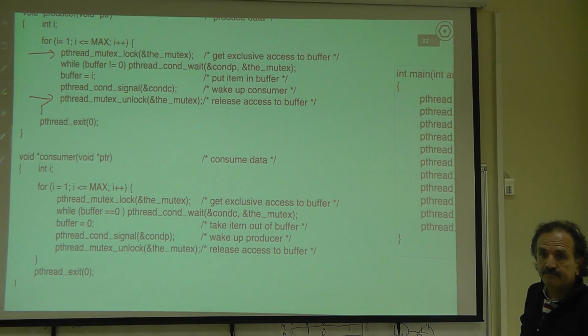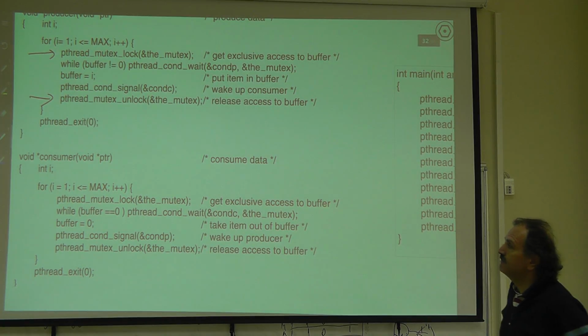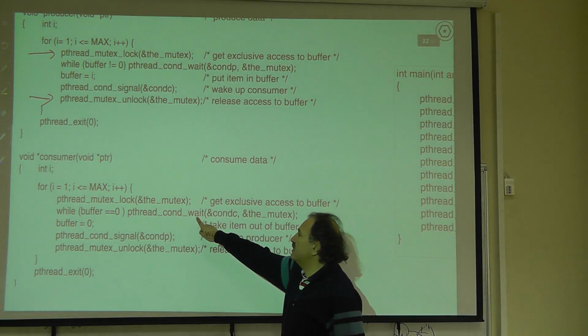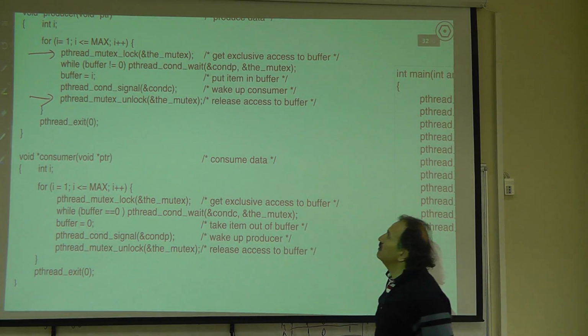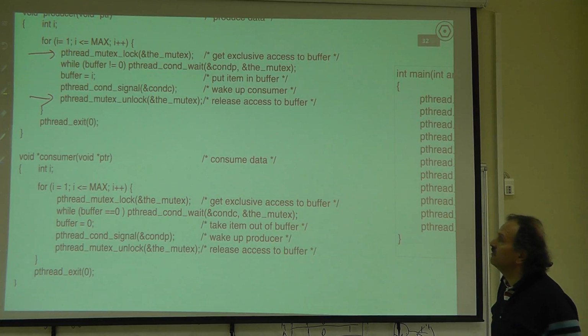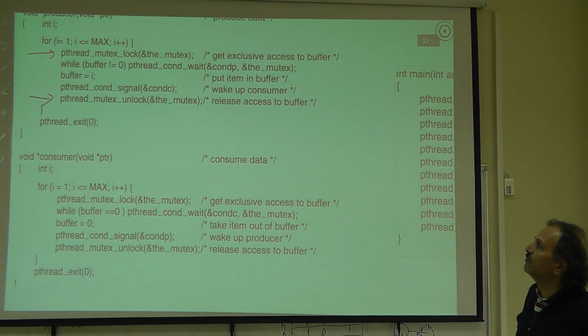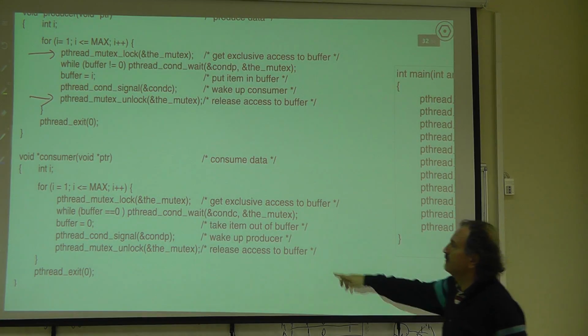Any questions? So this is an example of the producer-consumer problem implemented using mutexes and condition variables. Wait and signal mechanism. You wait on some kind of a condition variable with the mutex, and if the condition variable becomes available, then you continue and you do the same thing.